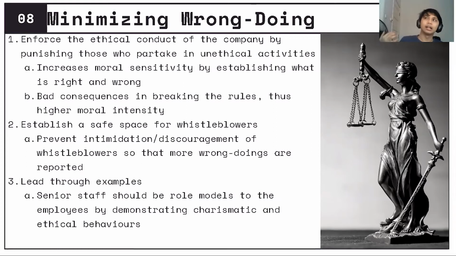The significance of this is that it increases the moral sensitivity and intensity of its employees and executives by outlining what is ethical and what is unethical, and secondly, punishing those who do unethical behavior. Secondly, the companies should also establish a safe space for whistleblowers, because in SNC-Lavalin's case, a lot of intimidation and discrimination occurred among the people who tried to speak out. And so this highlights the importance of companies creating a safe space and whistleblower protections for those who want to speak out against unethical behavior.